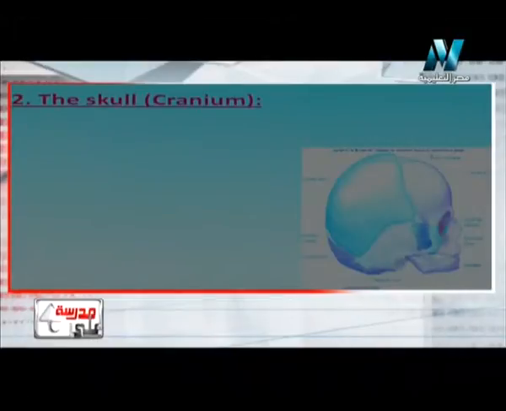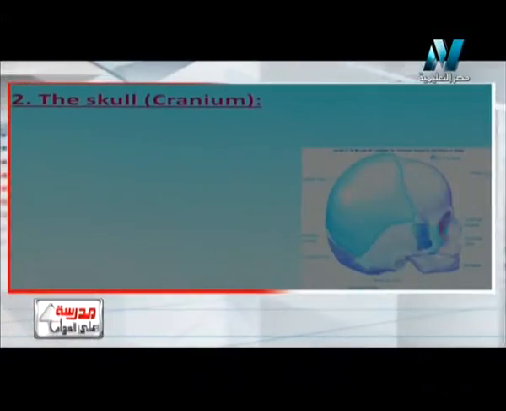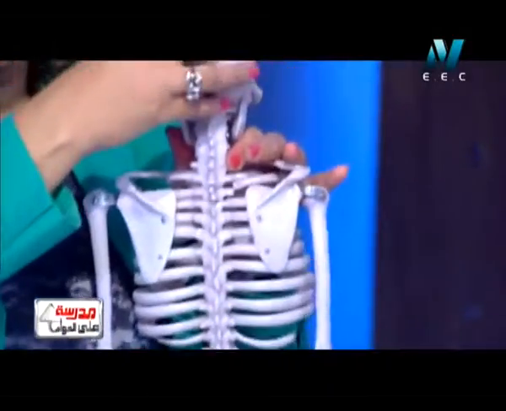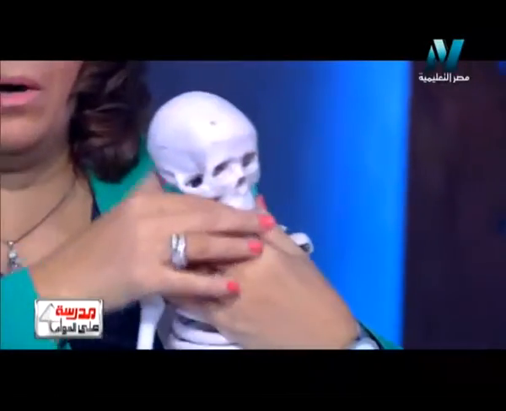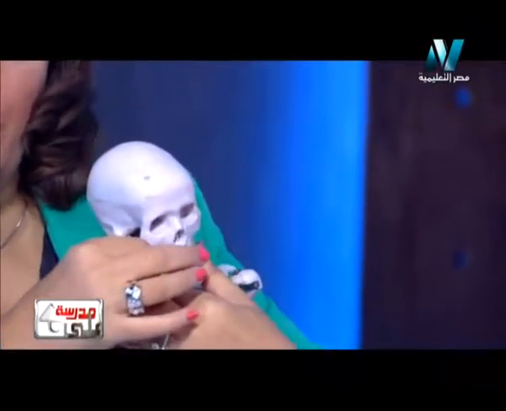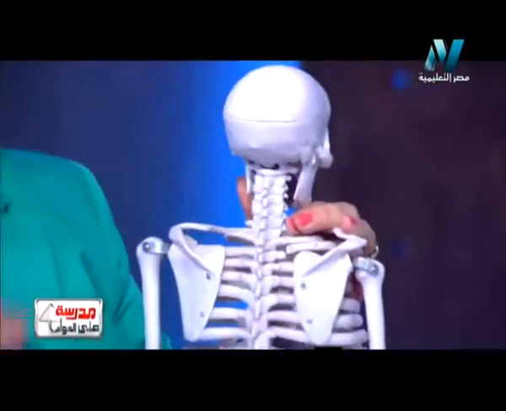Number two in the axial skeleton is the skull. Here, this is the skull. If you look at the skull, it has a posterior part and an anterior part. The posterior part consists of 8 bones.